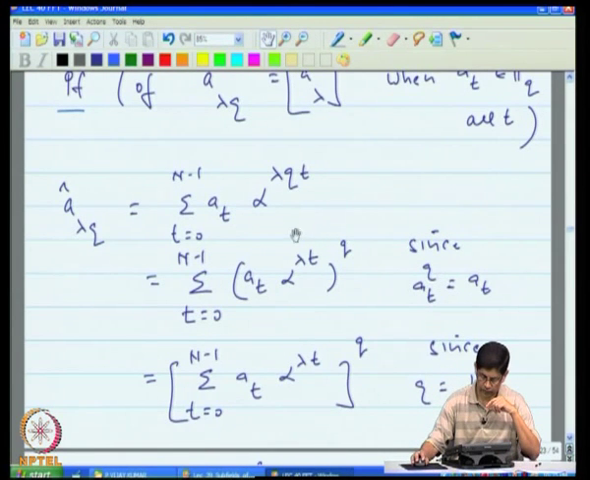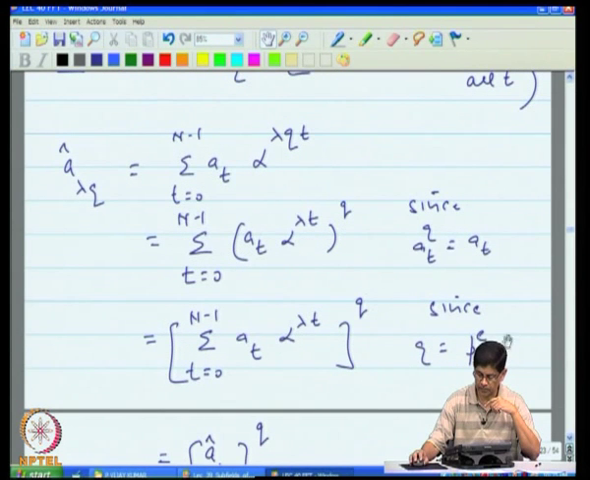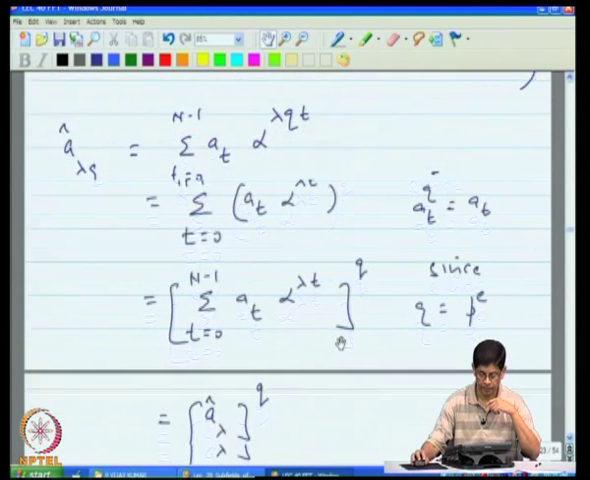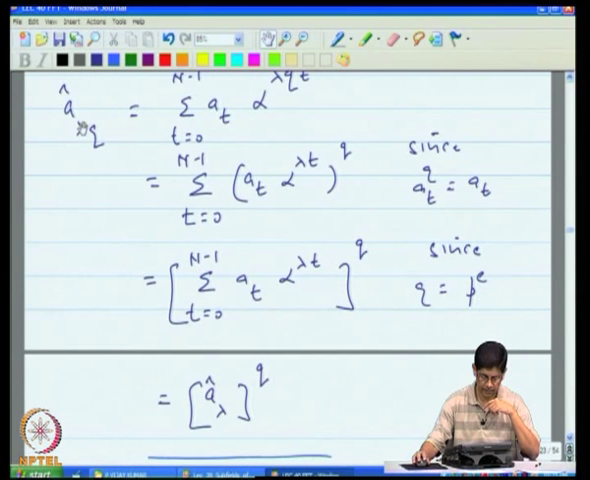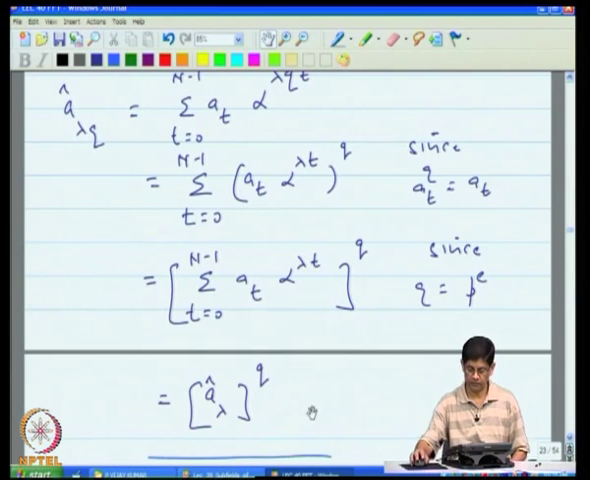So, that means you can replace this by a t to the q, and therefore regard this whole thing as being raised to the qth power. And since q is a part of the characteristic, you can take this q completely outside the summation, but what is left inside is nothing but a hat lambda. So, that proves that a hat of lambda q is a hat lambda raised to the qth power.